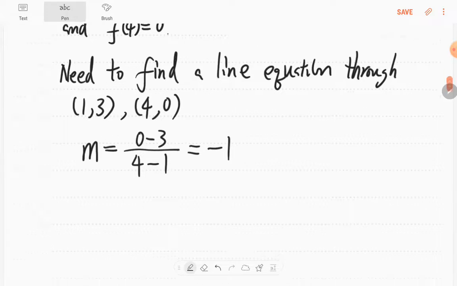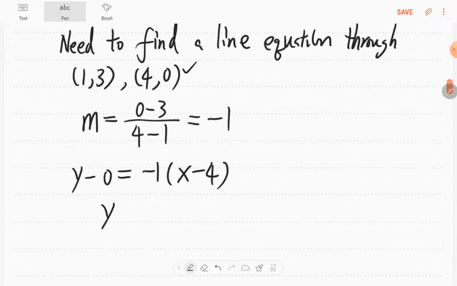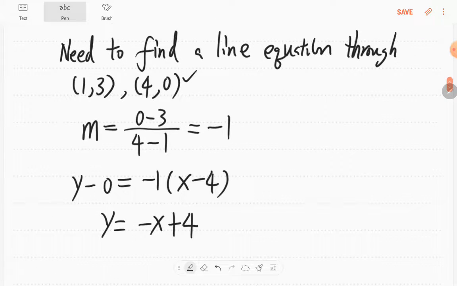-1. Then we pick an arbitrary point for our point slope form. We pick the second point this time: y minus 0 equals -1 times x minus 4. So y equals -x plus 4. This is our line equation.